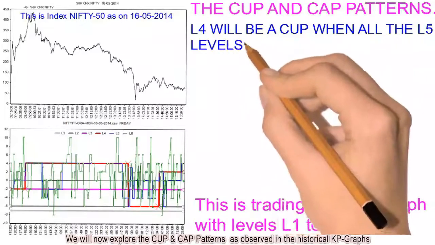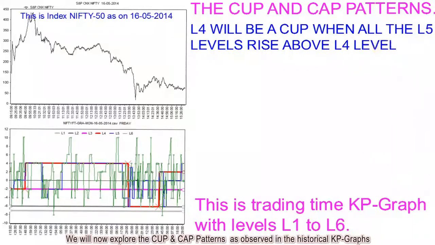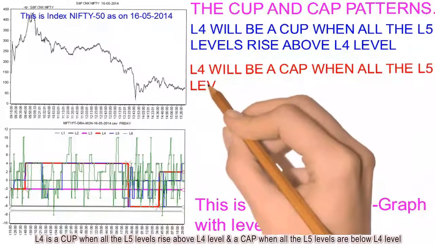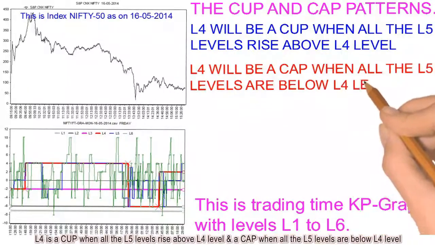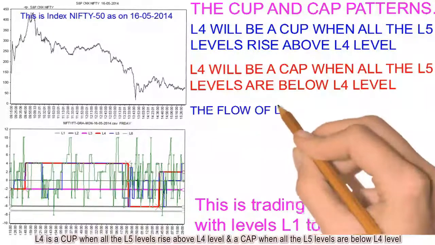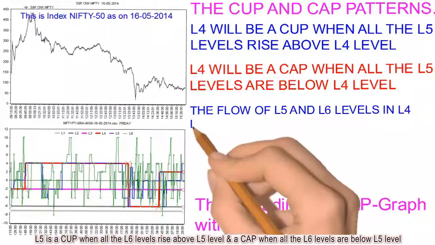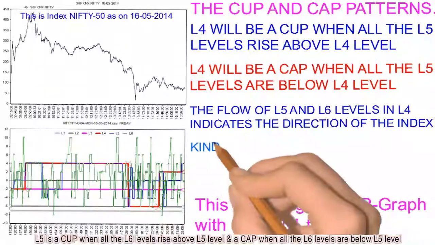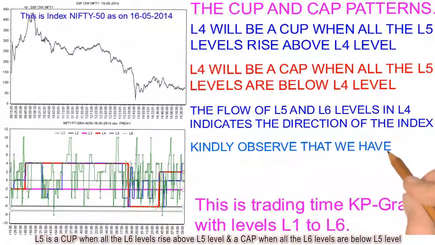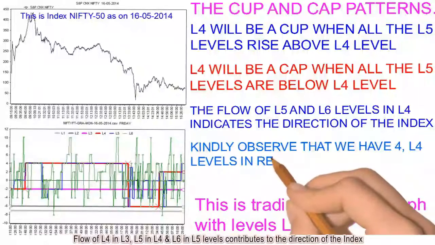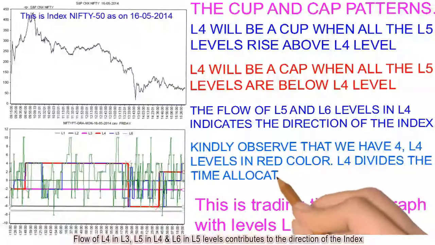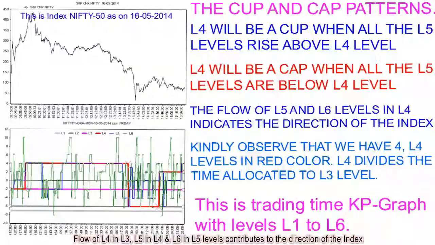We will now explore the cup and cap patterns as observed in the historical KP graphs. L4 is a cup when all the L5 levels rise above L4 level, and a cap when all the L5 levels are below L4 level. L5 is a cup when all the L6 levels rise above L5 level, and a cap when all the L6 levels are below L5 level. Floor of L4 in L3, L5 in L4 and L6 in L5 levels contributes to the direction of the index.